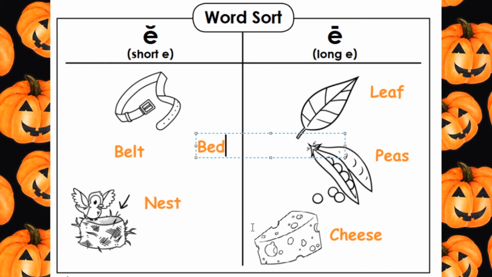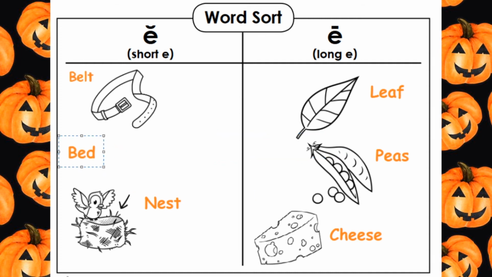B-ed. Bed. Can you find the picture in your handout that associates with that word? And also think about it. Do I have bed in the correct category? Again, pronounce it out loud. B-ed. Kind of like the sound we hear in elephant. So we do have it in the right category, the short E sound.